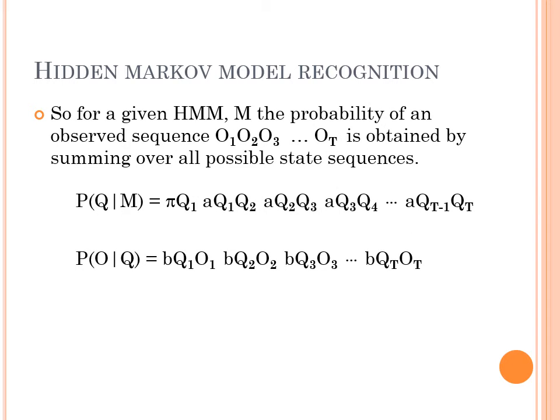And for a given hidden Markov model M, the probability of the observed sequence, which is O equal to O1, O2 up to OT, is obtained by summing over all possible state sequences, which is given here, that is pi of Q1. This is for the probability of state transition, and this is for the probability of observation for a given state.